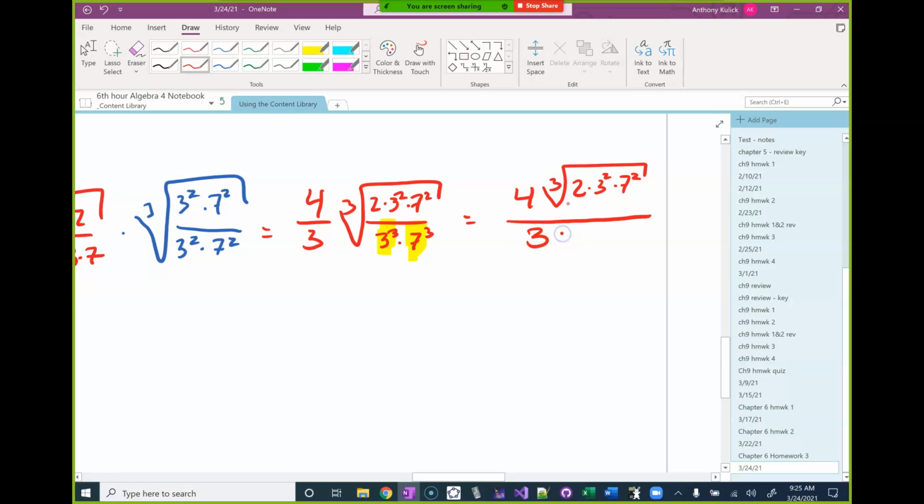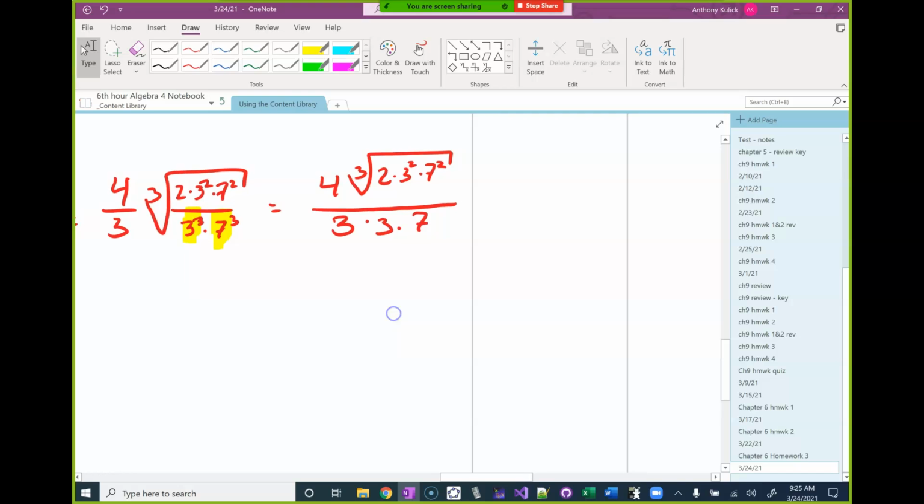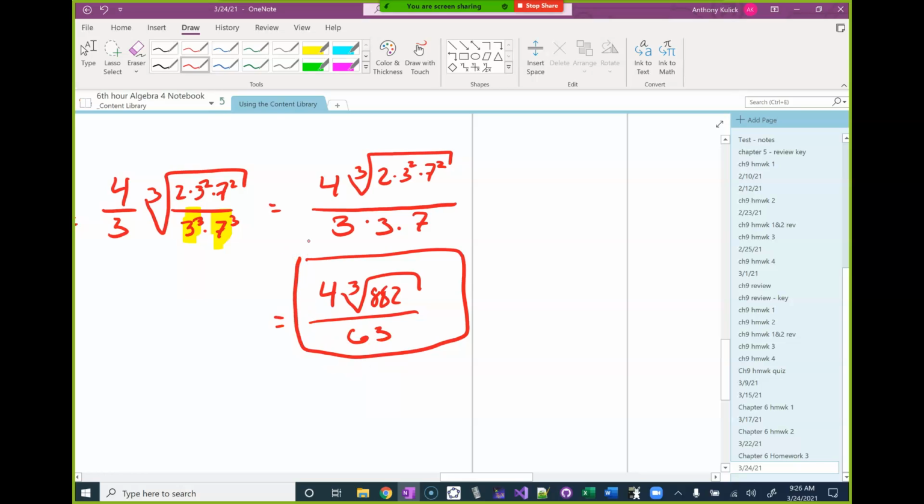So I have the 3 from out front before, I have the 3 that was underneath, and the 7 that was underneath. And then if you wanted to, we could simplify this all down. So let's see, what is that? 9... I'm doing it in the calculator. 882 over 63. And that's probably as good as you could do on that one.